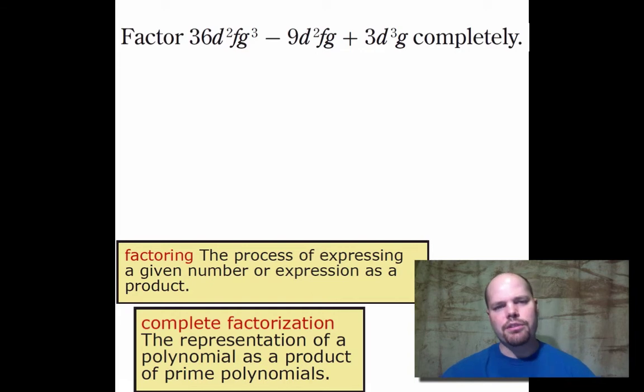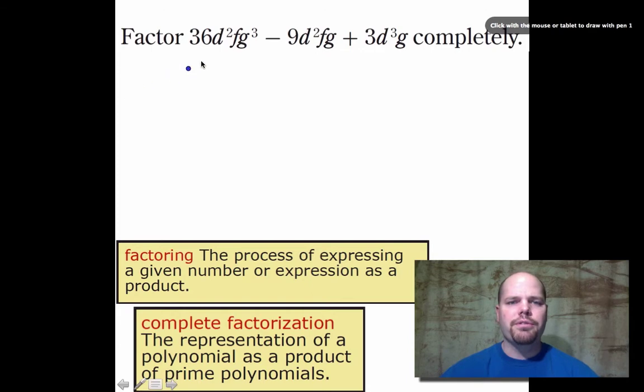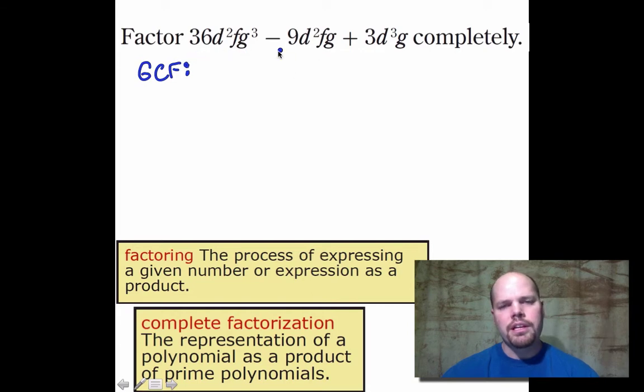Because you can factor out a common factor, but you want to factor out the greatest common factor so that you end up with prime polynomials. Okay, so we have three terms and we want to factor out the GCF. So you don't have to necessarily write this down, but what we're going to do is take out the greatest common factor and then show that that's a monomial times a polynomial, and then it'll be factored completely. Okay, so between 36, 9, and 3, the GCF would be 3.